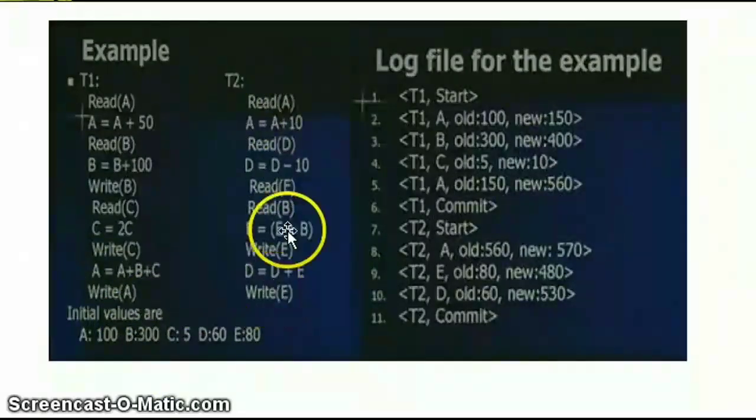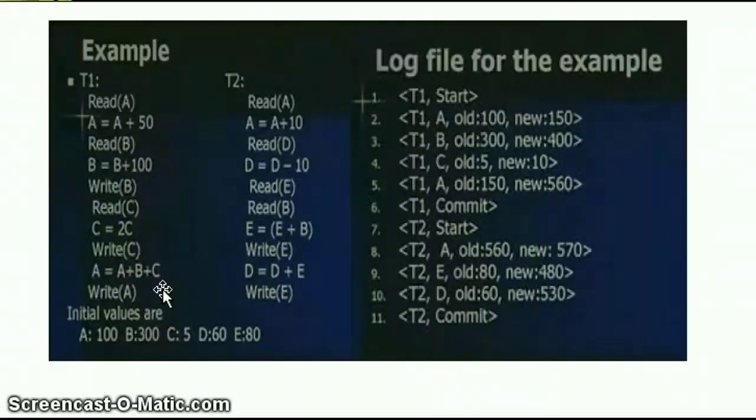In transaction T2: read A, add 10 into A, read D, subtract 10 from D, read E, read B, add E and B and store into E, write E, add the E value into D and write D, and write E. The initial values of the data items are: A is 100, B is 300, C is 5, D is 60 and E is 80. So there are two transactions, T1 and T2.